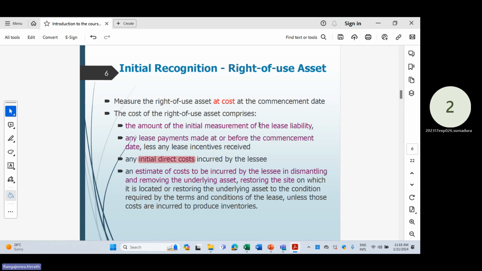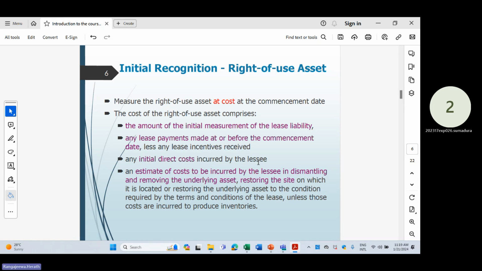Stamp duty. Same thing applicable for leases. So the initial direct cost incurred by lessee. Initial direct cost incurred by both parties, lessor and lessee. Now we are referring to the lessee's book. So lessee should recognize initial direct cost incurred by lessee.